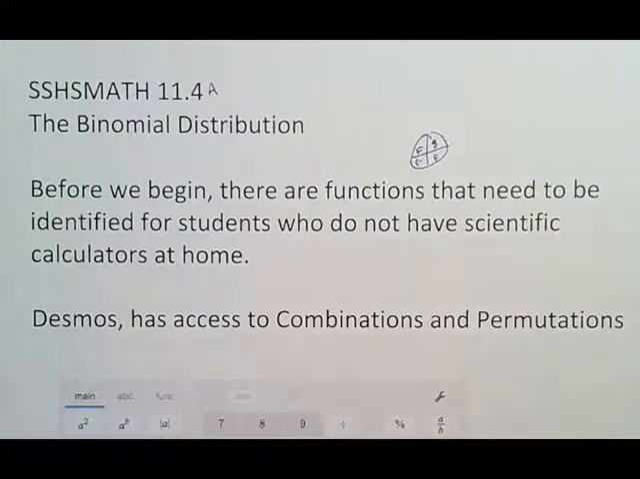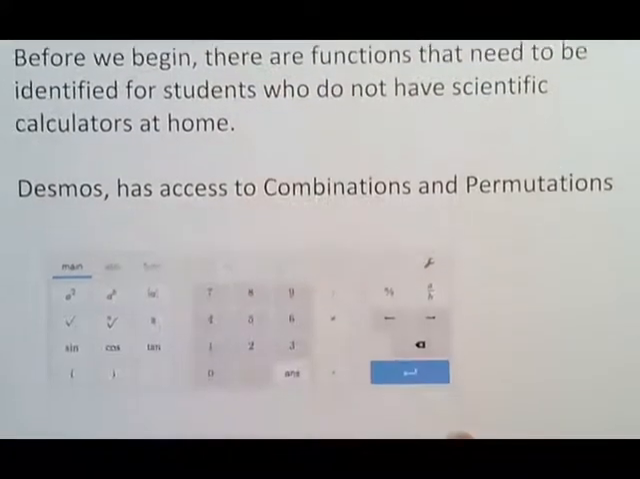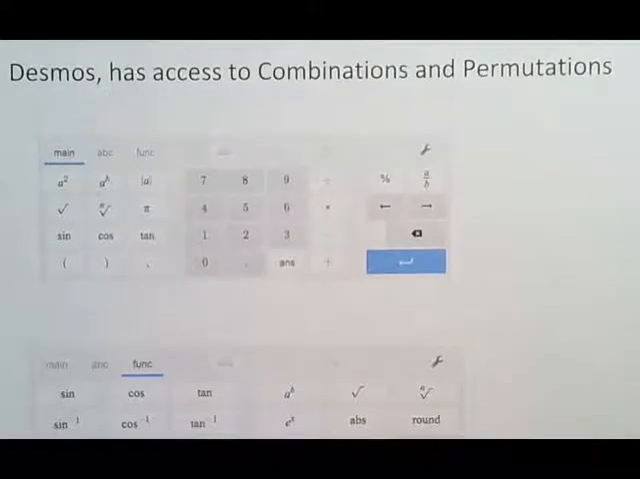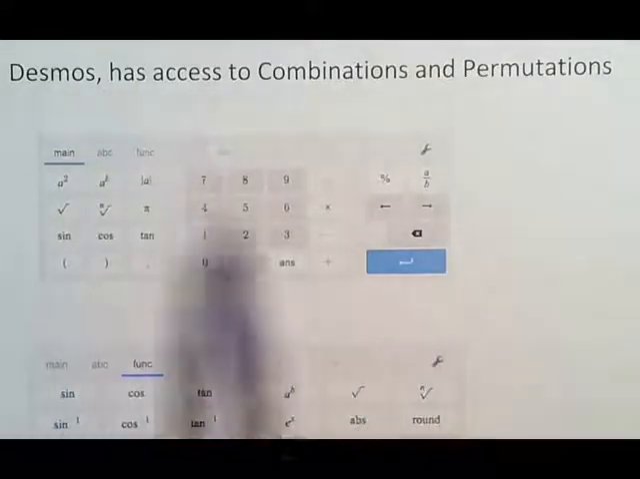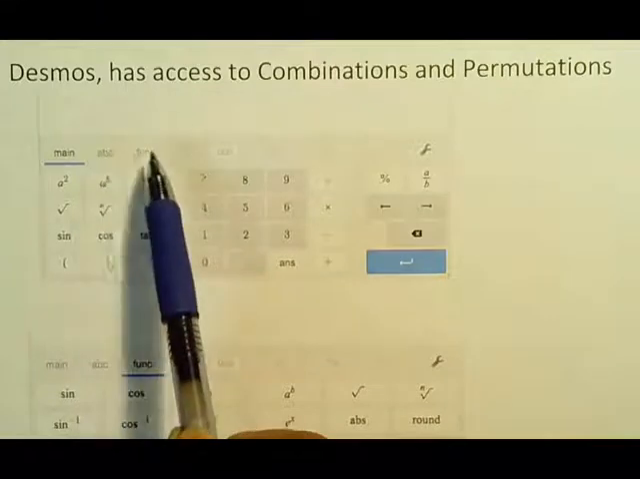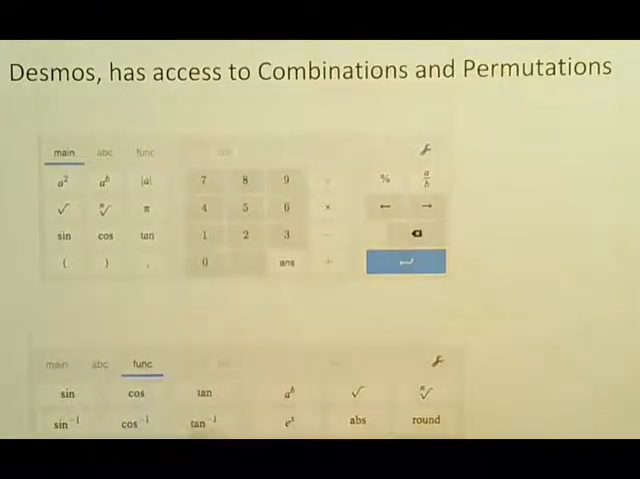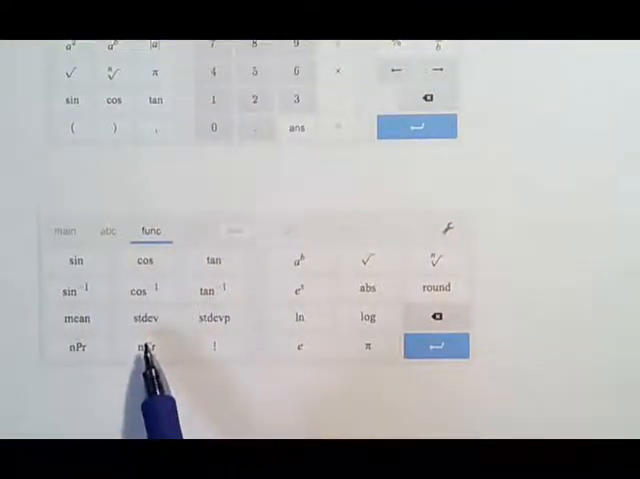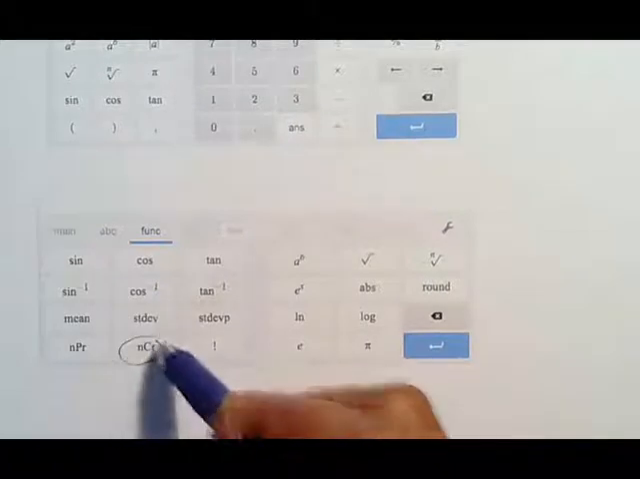But before we begin, there are functions that need to be identified for students who don't have scientific calculators at home. The Desmos calculator that I told you about has access to what we call combinations and permutations. On the main screen, you have ABC, which allows you letters, and if you hit this function button, which is where I took the picture of what it does, you have all this stuff here. You have the NPR and the NCR, this is the button you're going to be using more today.